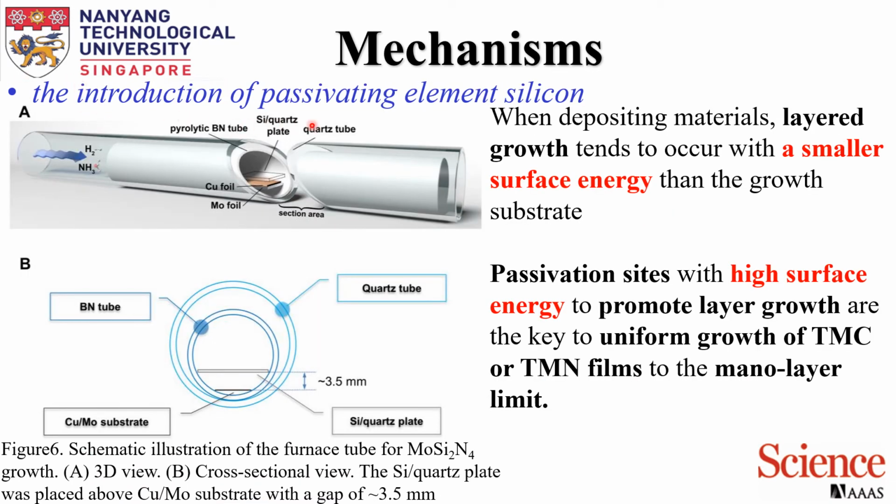Another issue is how to realize the supply of silicon, which was the first proposal in the field of preparing two-dimensional materials by CVD. The reason is that when depositing materials, layered growth tends to occur with a smaller surface energy than the growth substrate. Passivation sites with a higher surface energy to promote layer growth are the key to uniform growth of TMC or TMN films to the monolayer limit. Therefore, layer-free two-dimensional molybdenum nitride can be grown into two-dimensional layered molybdenum silicon nitride, which has a centimeter-level film, and can be regarded as the molybdenum nitride layer sandwiched between two silicon nitride double layers.